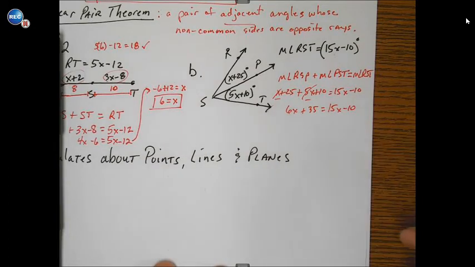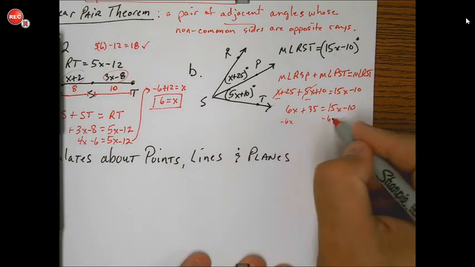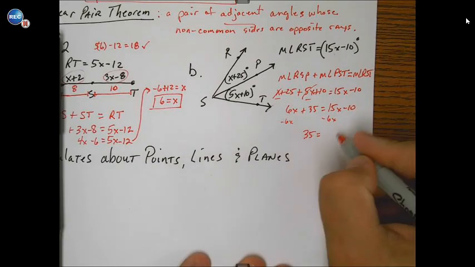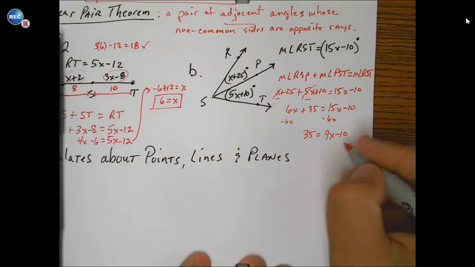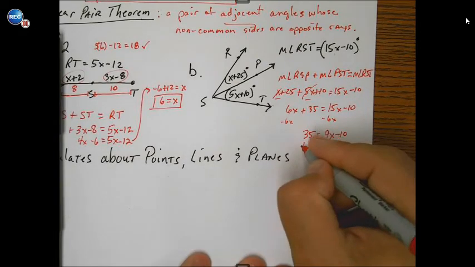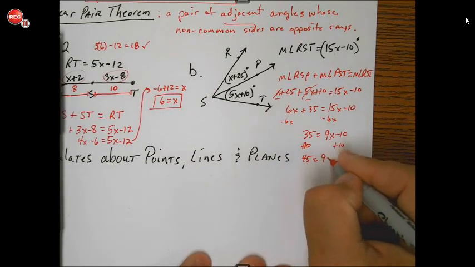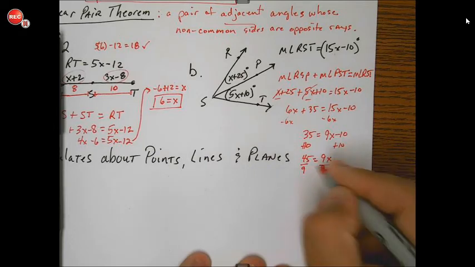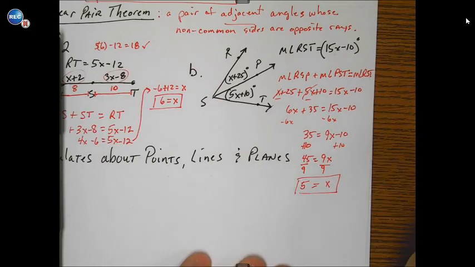Let's get the x's on the same side of the equation. Subtracting 6x from both sides, 35 then is equal to 9x minus 10. Add 10 to both sides. 45 is equal to 9x. Divide by 9. And x is equal to 5.